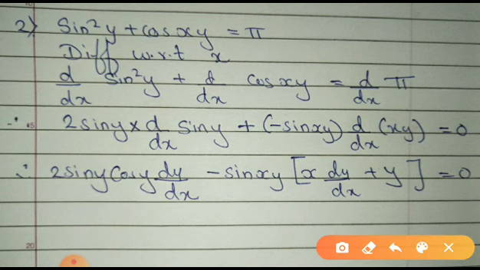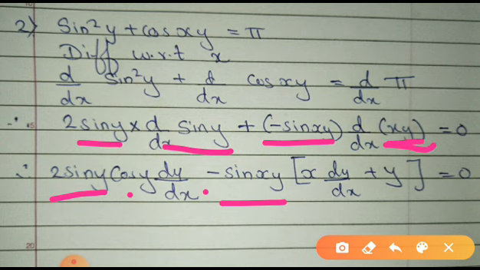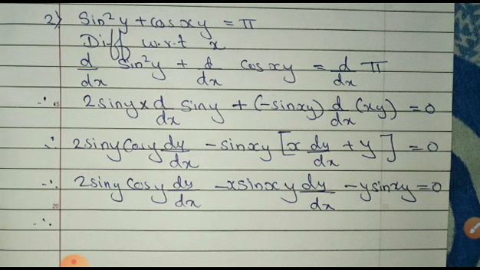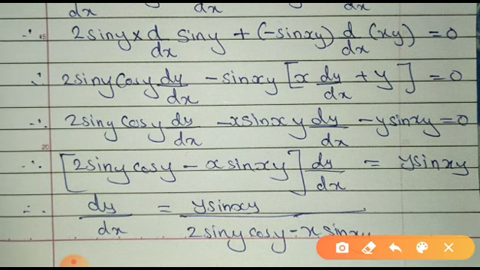Okay. So 2 sin y, and the derivative of sin y will be cos y dy by dx, chain rule. Again this one, of which form? Product rule. So first into the derivative of second plus second into the derivative of first. This is what is written here, equal to 0. Now multiply that minus sin xy inside the bracket and then take your dy by dx terms together. Then find the value of dy by dx. So I have taken the dy by dx terms together, the others on the other side, and find the value of dy by dx.